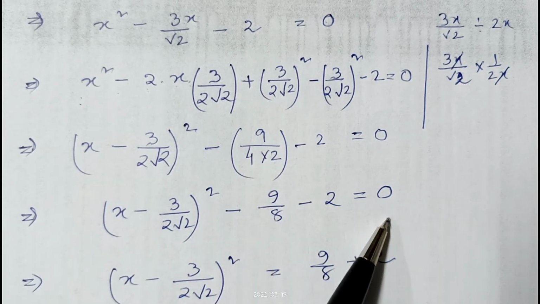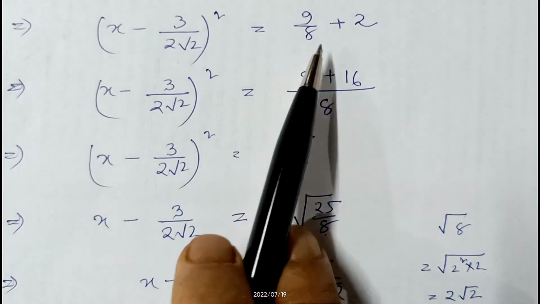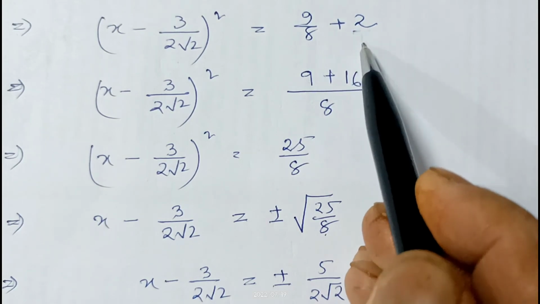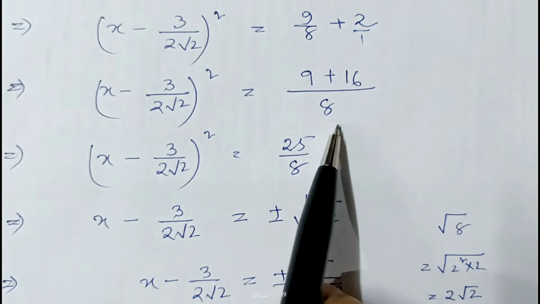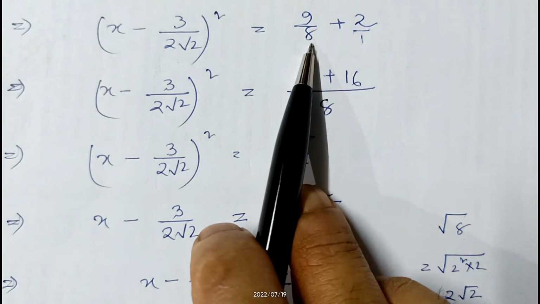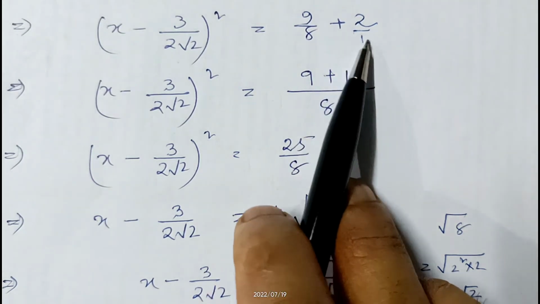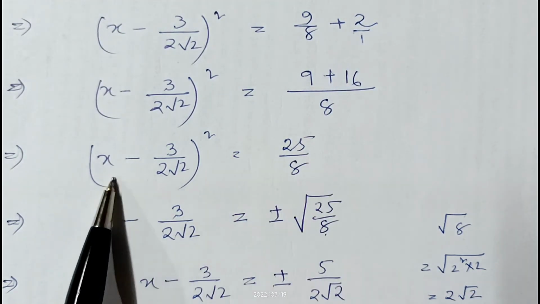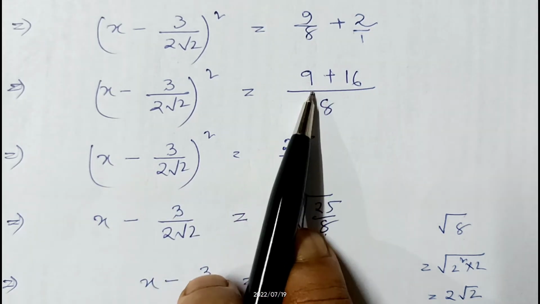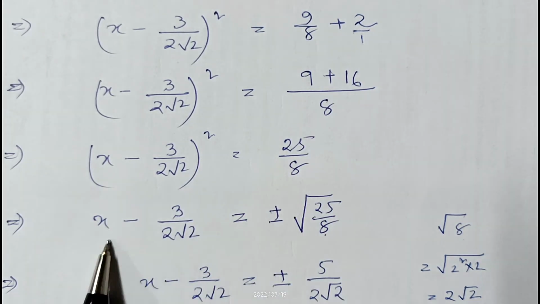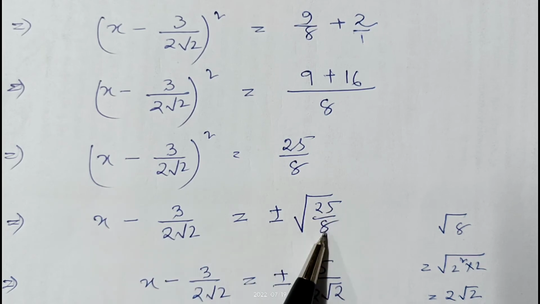So in the next line we can write (x minus 3 by 2 root 2) whole square equals to, here LCM of 8 and 1, because here it can be considered as 2 by 1. LCM of 8 and 1 is 8. 8 divided by 8, 1. 1 into 9, 9 plus 8 divided by 1, 8, 8 twos are 16. So (x minus 3 by 2 root 2) whole square equals to 16 plus 9, 25 by 8.